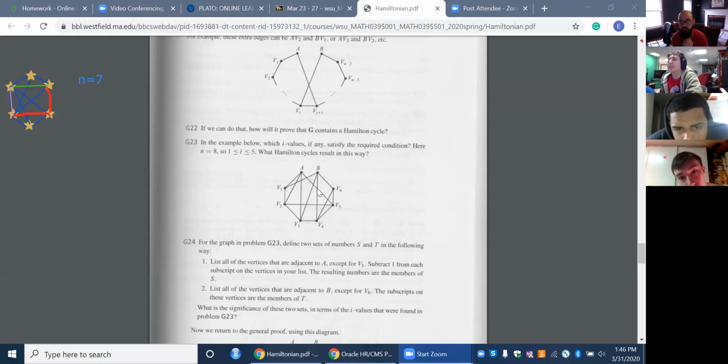So are we looking for one that exists or one that could exist? One that exists, so that you're not adding edges in this case. Okay. Cool.